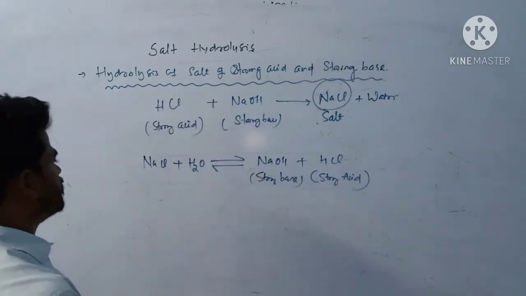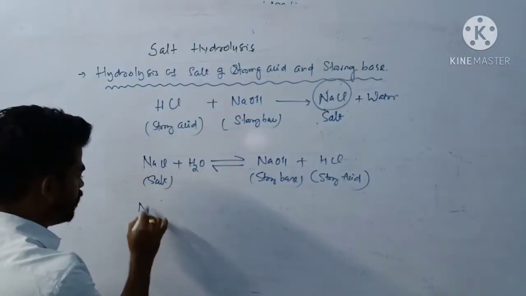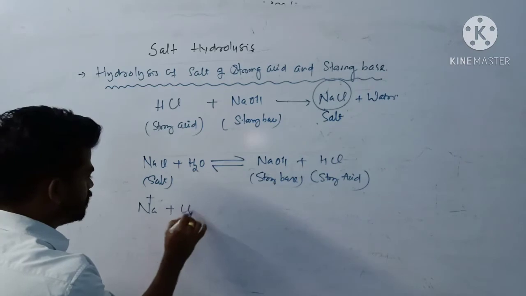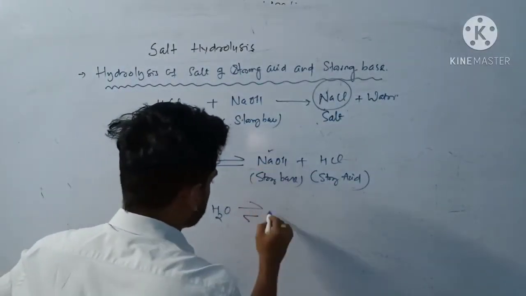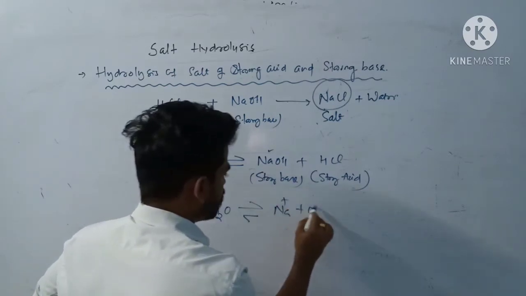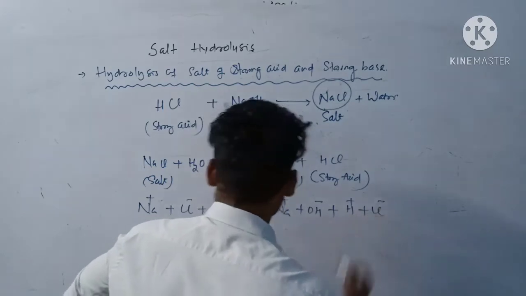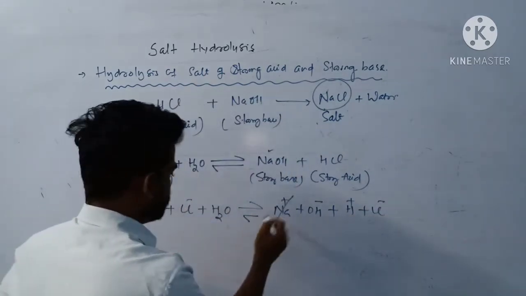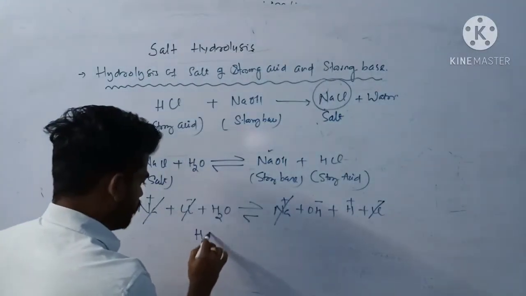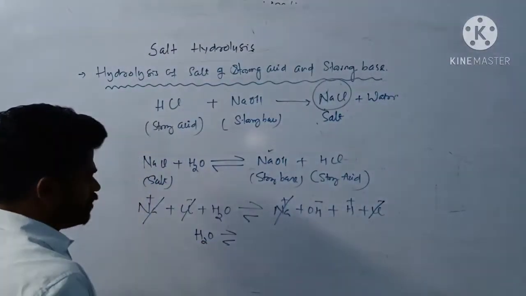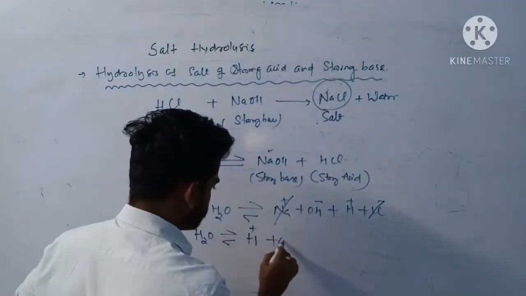So let us represent its ionic form. The salt, 100% ionization, strong electrolyte, Na plus Cl minus, plus H2O, the weaker one. Again this one is strong, you can write Na plus OH minus. Again this one is strong, H plus Cl minus. Right, now Na plus gets cancelled, Cl minus gets cancelled. So only there is the dissociation of water, or the ionization of water, H plus OH minus.